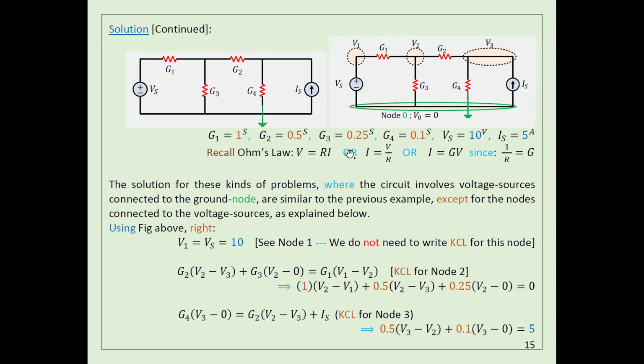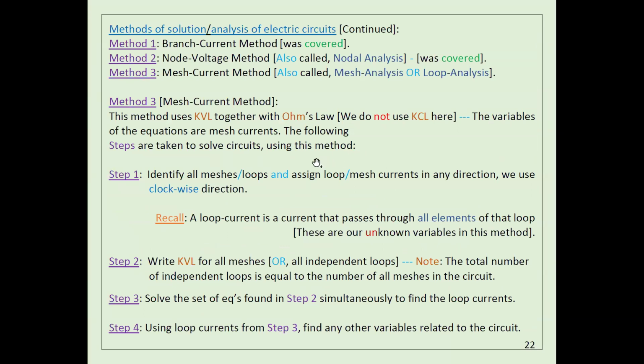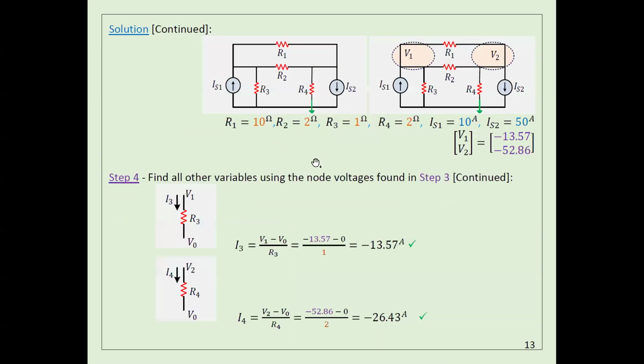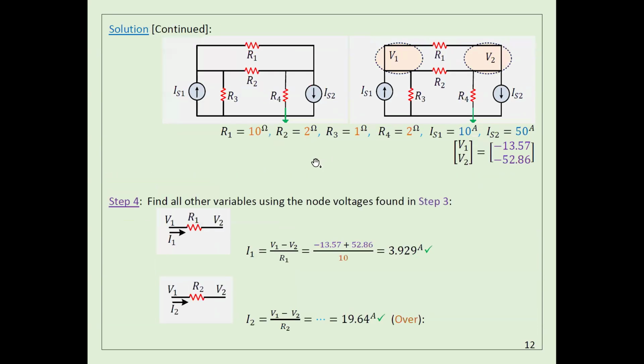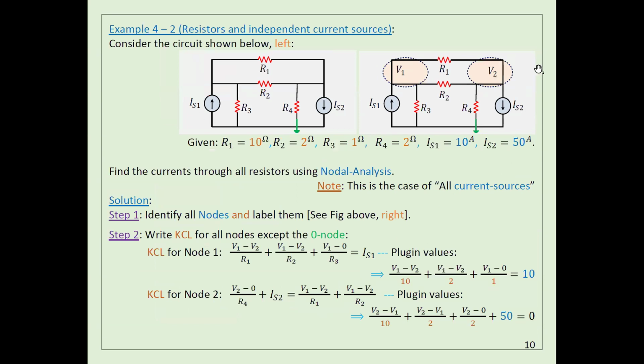And another approach, the second approach, we call it the node voltage method. You can tell from the name why we call it node voltage: simply because the unknowns we need to find are the voltages of the nodes. If you have a circuit like this one, the voltage at this node is unknown, and the voltage here is also unknown. So the unknowns are different from the unknowns of the previous approach.